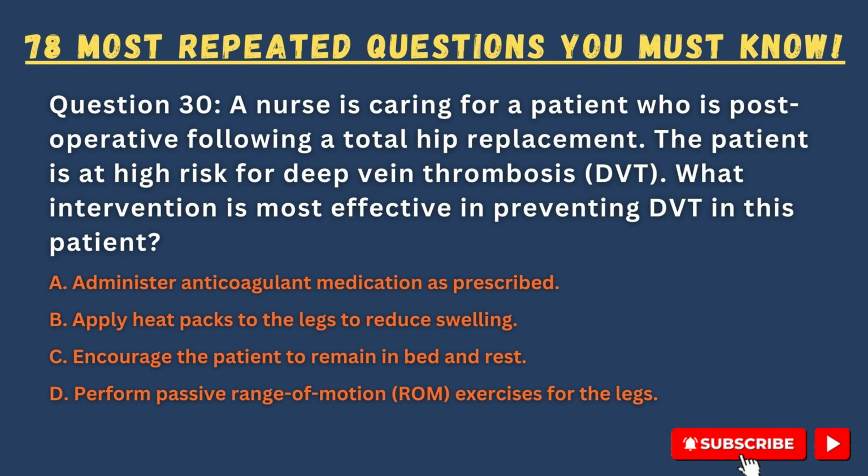Question 30. A nurse is caring for a patient who is post-operative following a total hip replacement. The patient is at high risk for deep vein thrombosis, DVT. What intervention is most effective in preventing DVT in this patient? A. Administer anticoagulant medication as prescribed. B. Apply heat packs to the legs to reduce swelling. C. Encourage the patient to remain in bed and rest. D. Perform passive range of motion, ROM, exercises for the legs.